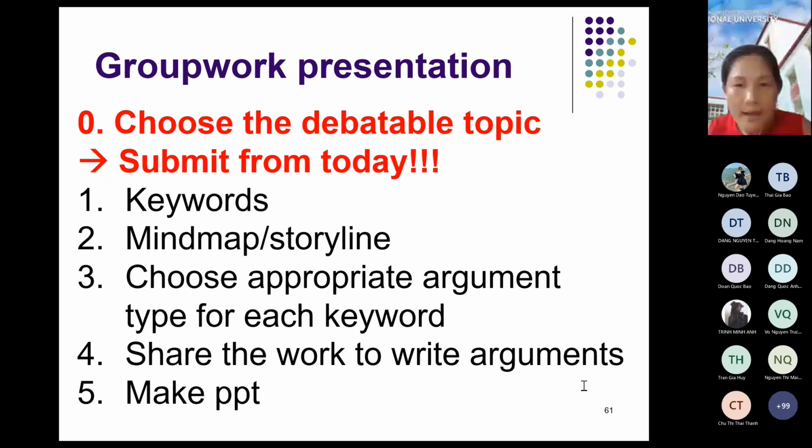The later steps, I will guide you. We will continue with identifying the keywords to make the mind map, choosing the argument type, and starting to make the argument. But first, as soon as possible, within this week or at latest next week, try to confirm the topic with me. Discuss among your group mates and inform me of the topic and opinion. If you don't have any real interest, you can list several topics and opinions and send them to me at once.